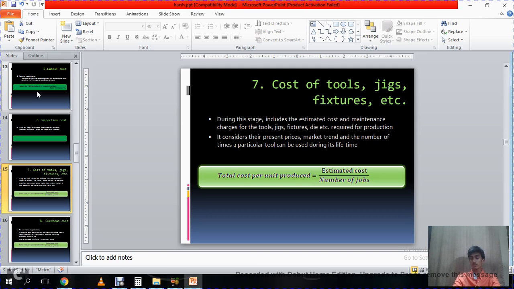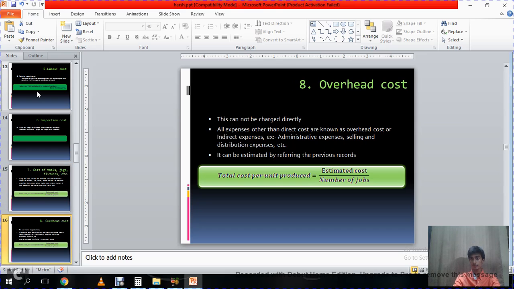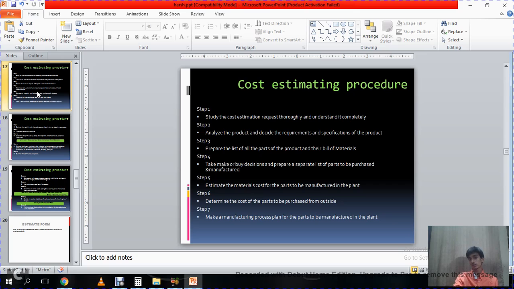Here is the formula with which you can find the cost of tools, jigs, etc. Overhead cost, again the formula is given to calculate the overhead cost. It's basically the ratio of estimated cost upon the number of jobs. Now, the procedure for cost estimating. Step 1. We have to study the cost estimation request thoroughly and understand it completely.